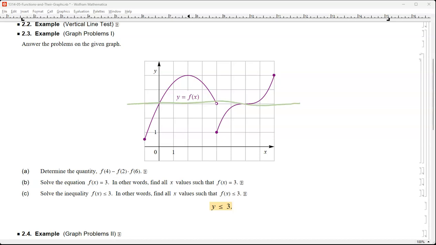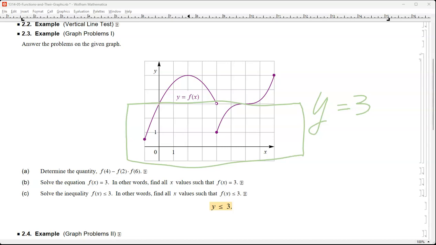So y equal to 3 is this line. This one here, y equals 3. But y is less than or equal to 3. So is it above or below? The y-coordinate is less than or equal to 3. So we have to look down below, and above that, you have to discard all those. So just look down below. And what part of the graph is down below?